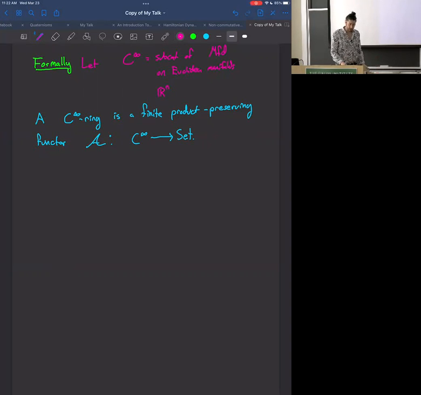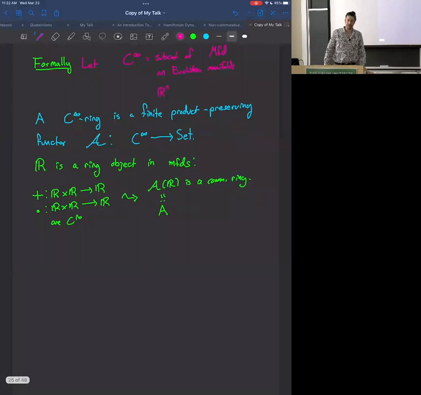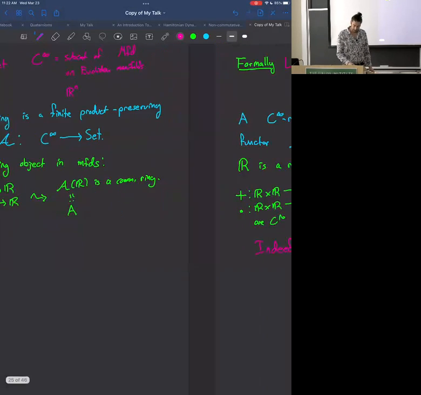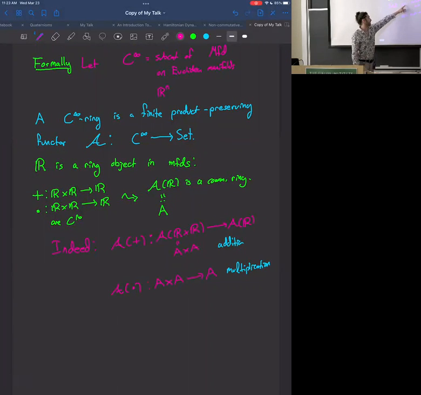So why is this a ring? Well, the real line is a ring object in manifolds. Addition and multiplication are smooth maps. And because the diagram expressing the fact that it's a ring just uses finite products, you get a ring structure on the value on R. So indeed, if I apply A to addition, I get a binary operation, similarly with multiplication, and they're forced to be compatible and give you a ring structure. And so that's how you formalize what a C-infinity ring is.